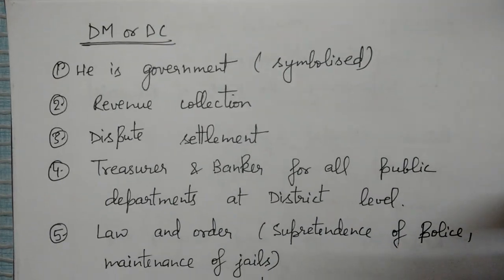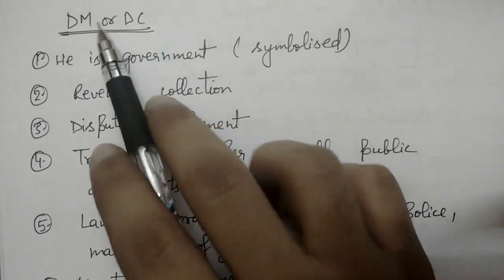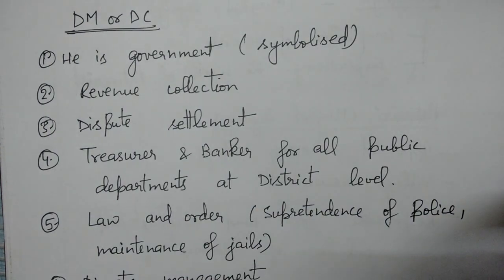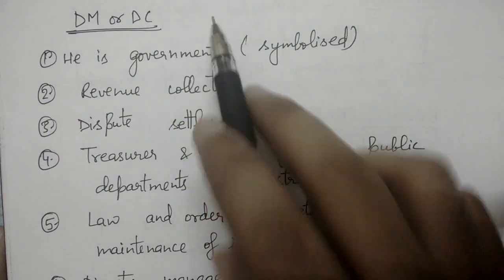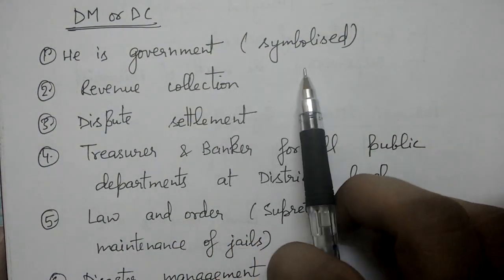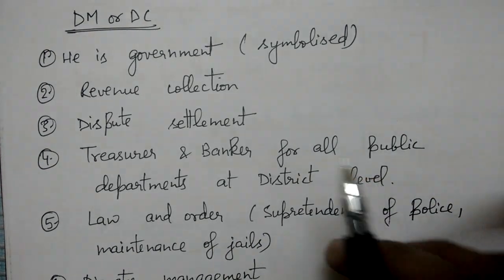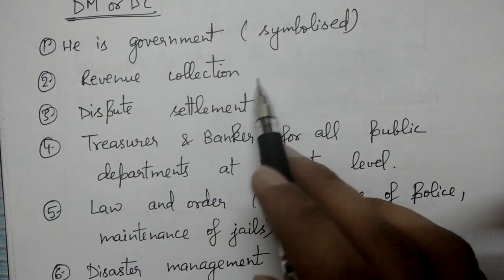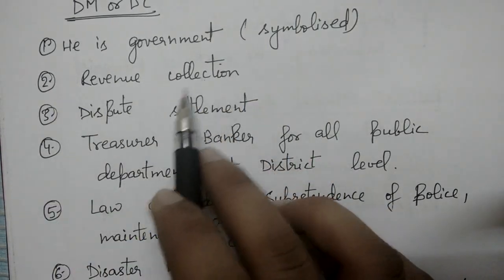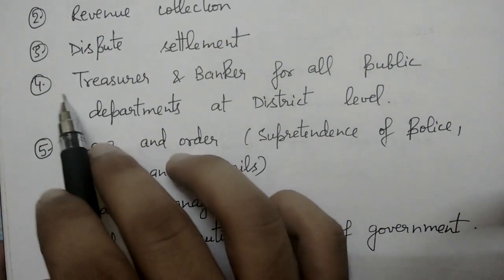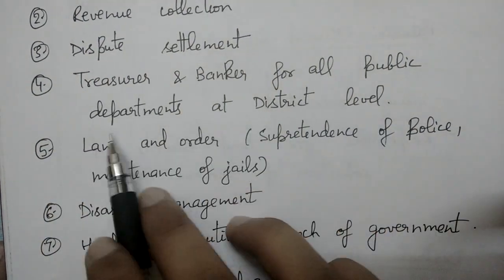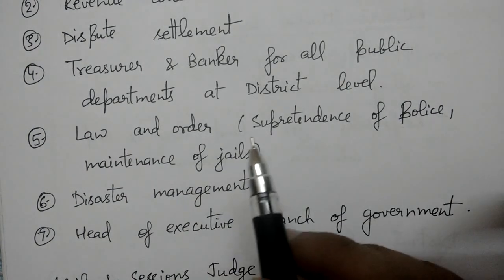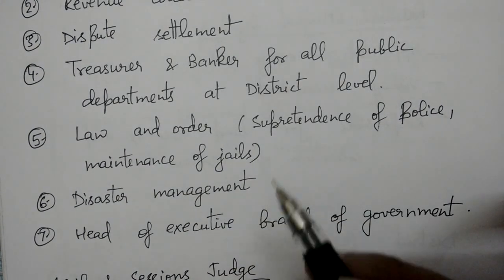Again the talk comes to DM or DC, district magistrate or district collector. Whenever we talk about district administration, he is the main official. So he is government. इसको government लोग district collector को ही government मानते थे. And right now his main job is revenue collection, then dispute settlement. Then he was the treasurer and banker for all public departments at district level. सबका पैसा डीएम के पास जमा होता था, डीएम के सिग्नेचर से सबका पैसा निकलता था.